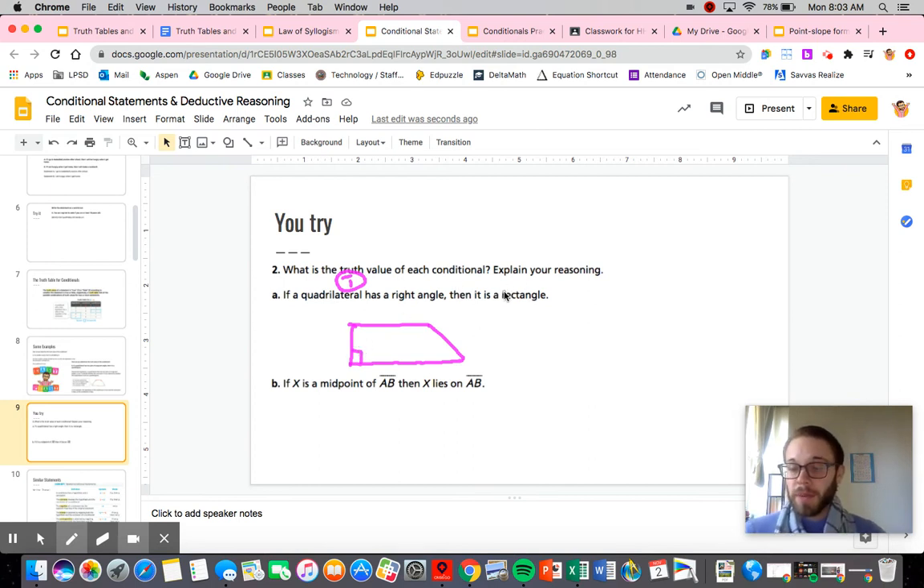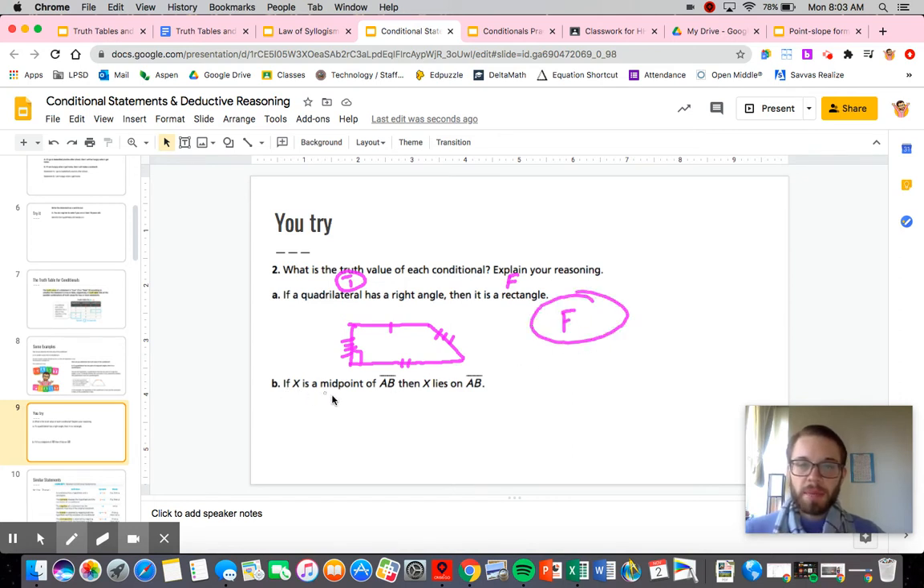If we were starting with a parallelogram that has a right angle, then it's a rectangle. Yes, that would be true. However, quadrilateral, we just illustrated, four sides, 1, 2, 3, 4, and it's not a rectangle. So this ultimately is going to be false. So the whole thing is false.